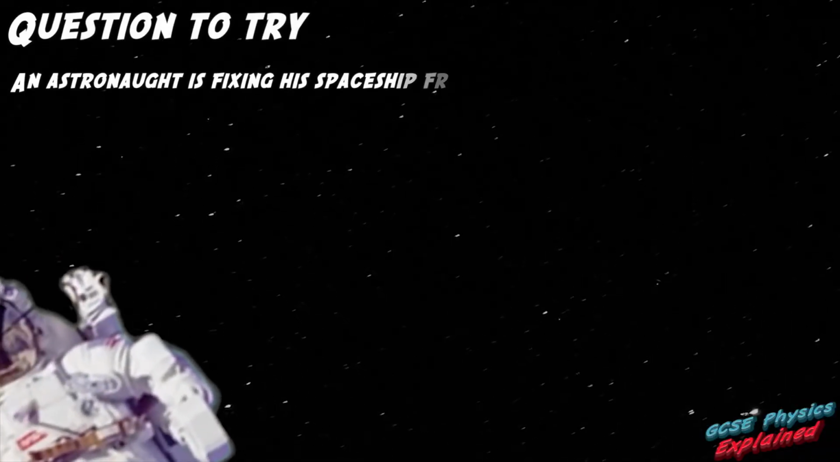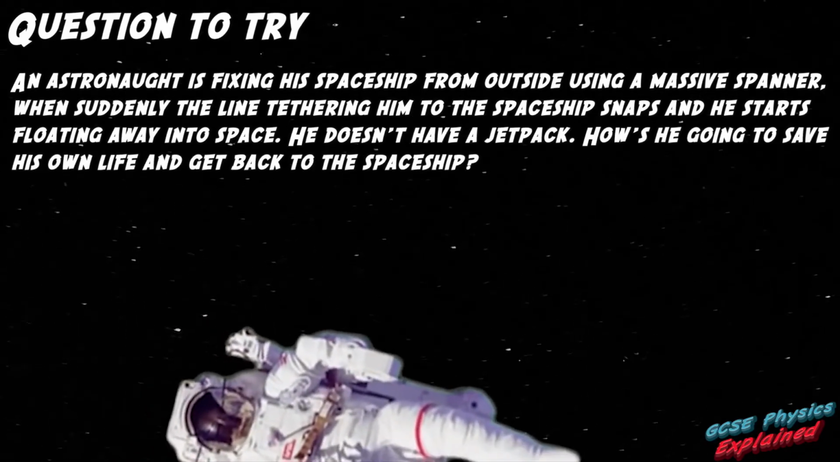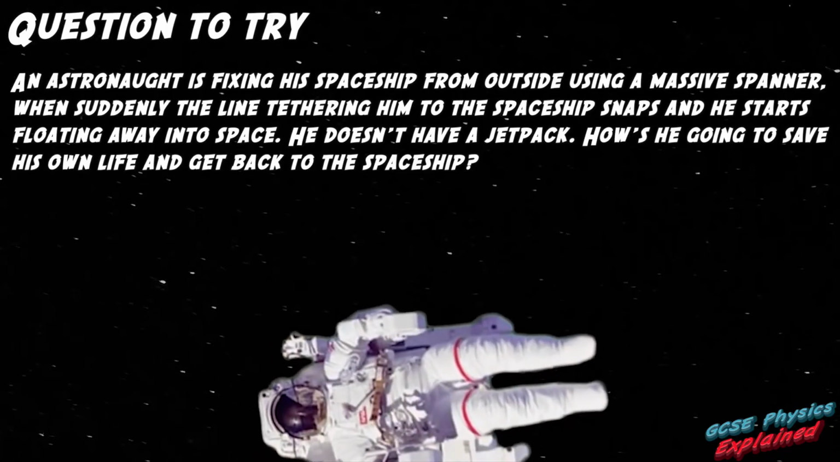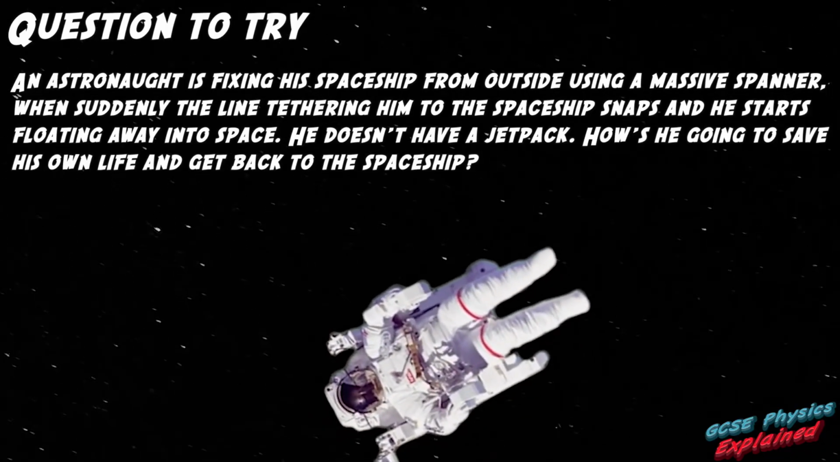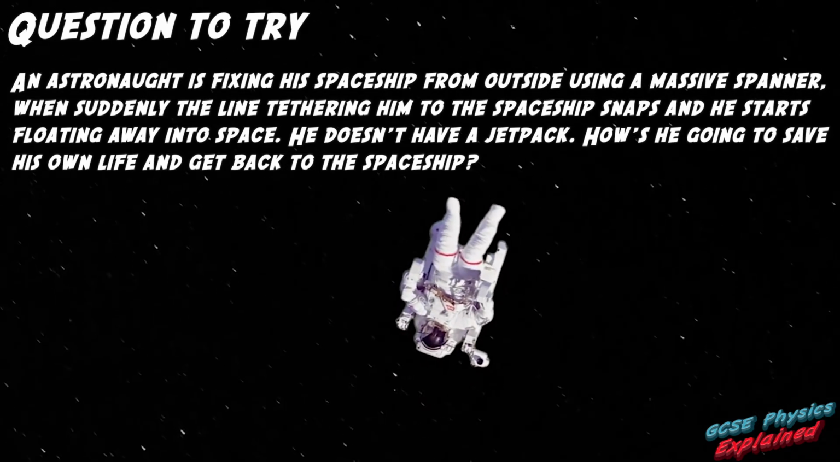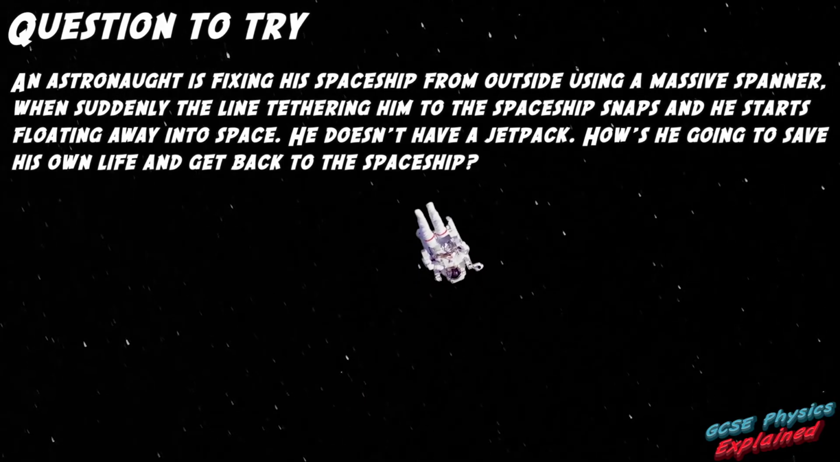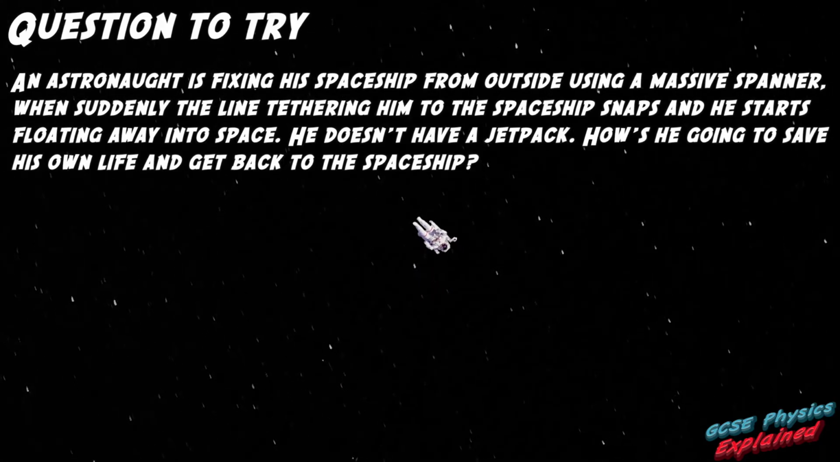Try this question. An astronaut is fixing his spaceship from outside using a massive spanner, when suddenly the line tethering him to the spacecraft snaps and he starts floating away into space. He doesn't have a jetpack. How is he going to save his own life and get back to the spaceship?